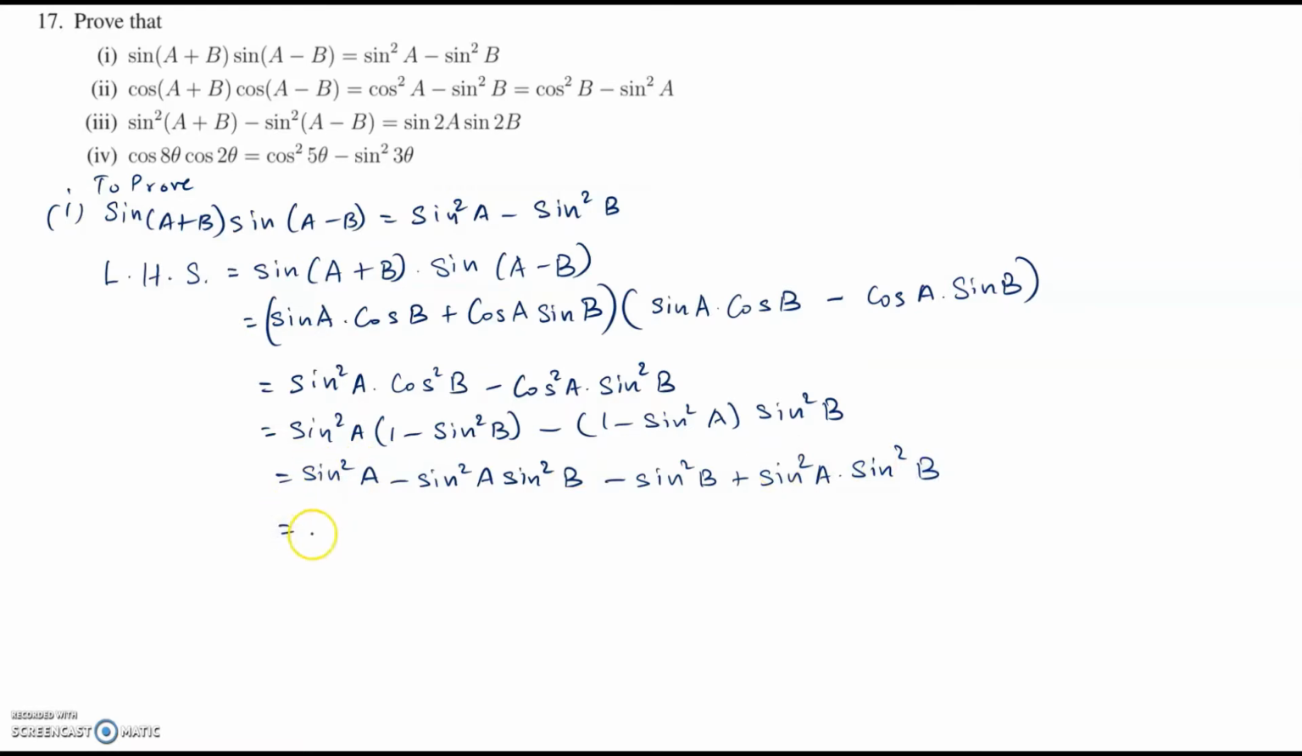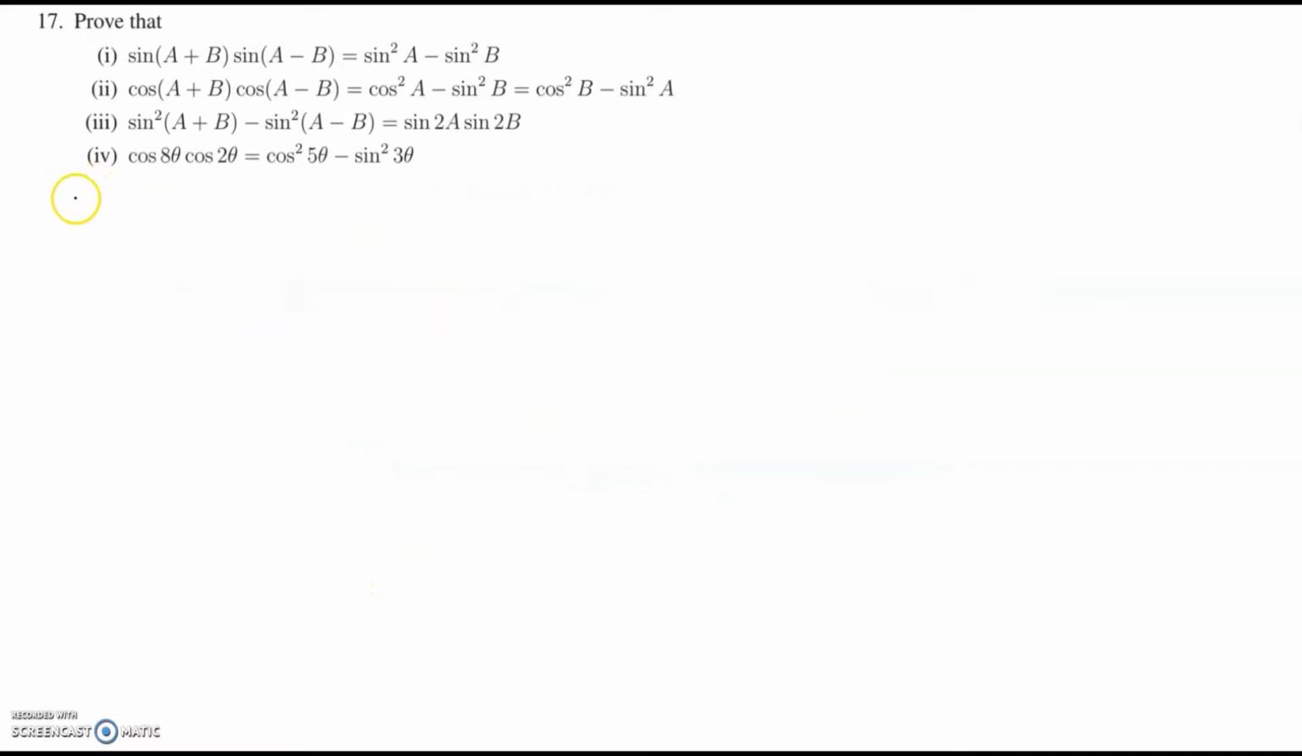Now let's rearrange this. After cancelling these two terms, they are plus and minus, your answer would be sin squared a minus sin squared b, which is equal to RHS. Hence the proof of the first problem. Question number 2.